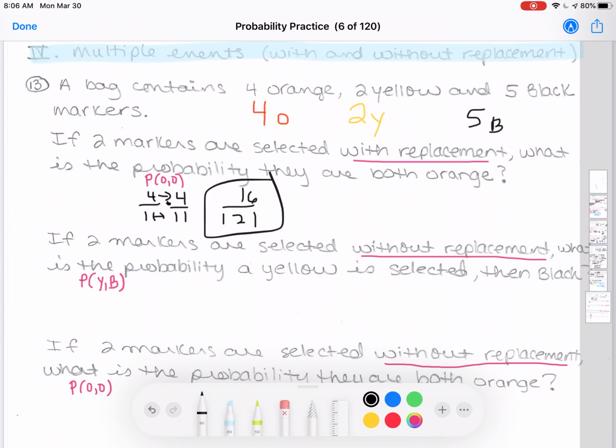Now we start over again. If 2 markers are selected without replacement, so now the denominator is going to change the second time. What is the probability that yellow is selected, then black? All right, so yellow is 2 out of 11 times black, 5 out of 10. You didn't replace that first marker. So we get 10 out of 121.